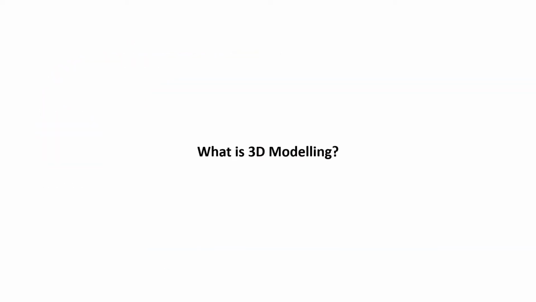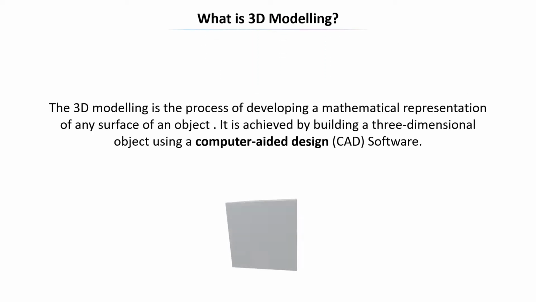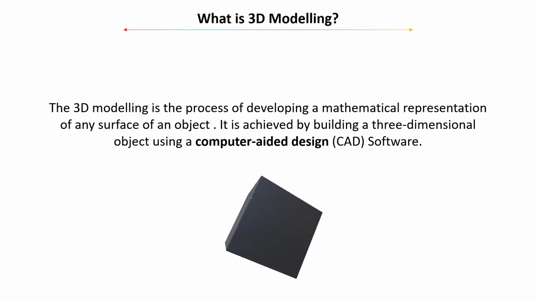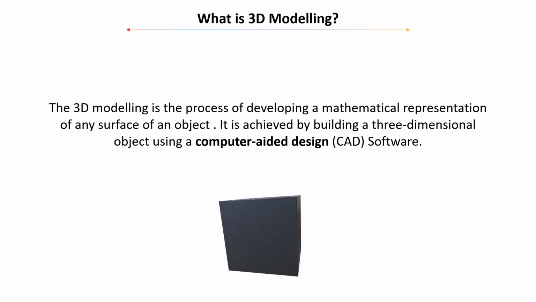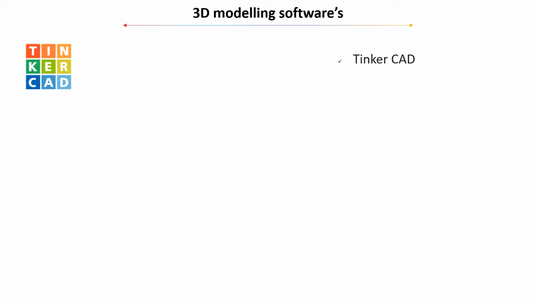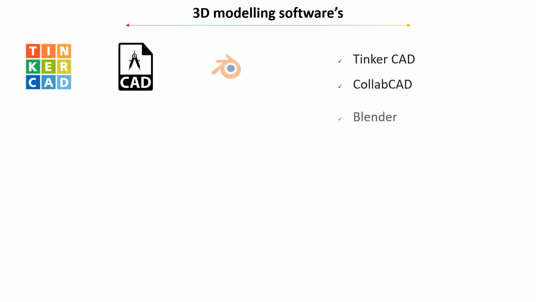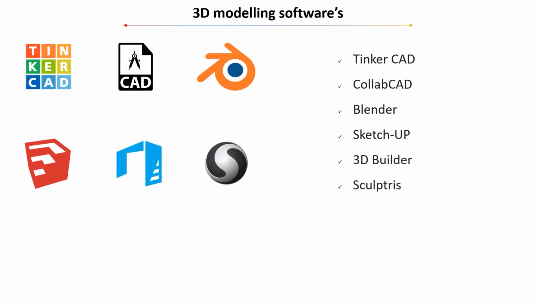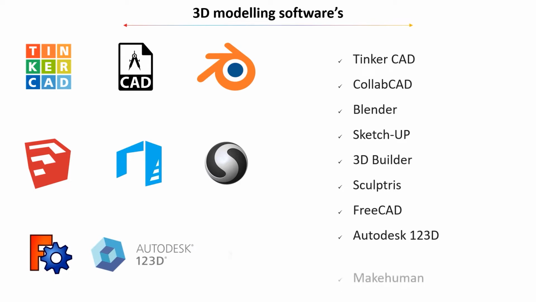What is 3D modeling? The 3D modeling is the process of developing a mathematical representation of any surface of an object. It is achieved by building a three-dimensional object using a computer-aided design, that is CAD software. Here is a list of a few 3D modeling softwares: Tinkercad, ColabCAD, Blender, SketchUp, 3D Builder, Sculptris, FreeCAD, Autodesk 123D, MakeHuman.